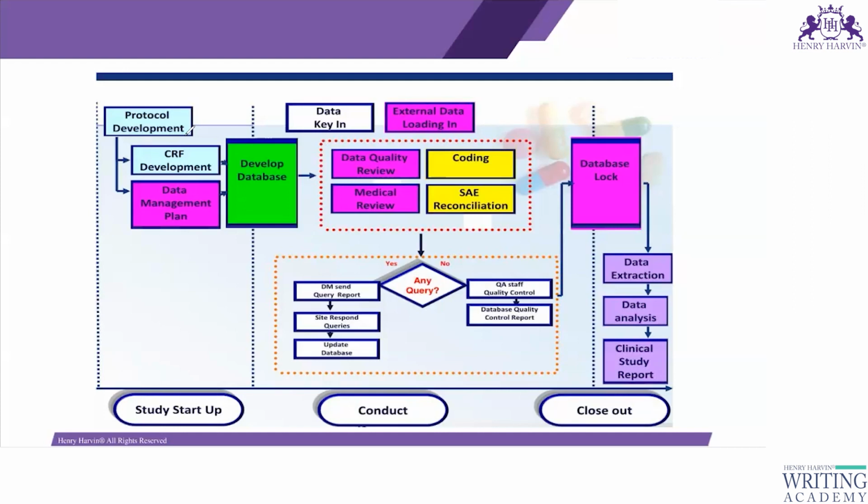Then the quality assurance staff perform the quality control, and they also make the database quality control report, which is sent to the regulatory authorities. And then when all this procedure is done, after the clinical trial process is completed, at the closeout stage the database is locked. There are no more corrections and no more entries after DLP, the database lock point. Once the database is locked, it stays locked.